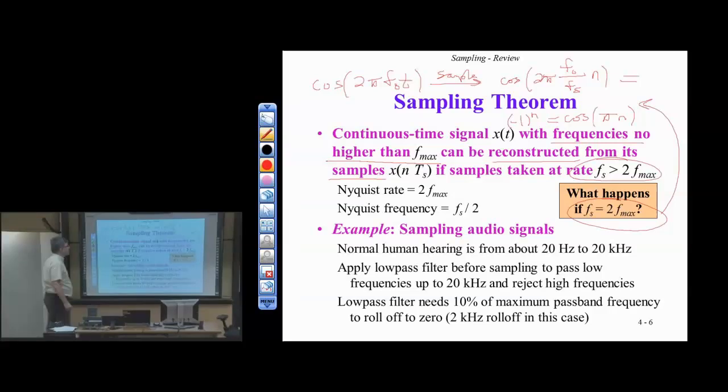All right, now, what about the sine? What happens for sine? I get all zeros. All right, so I do this for the sine. I sample. I get sine of pi n for this case, if fs equals 2 f max, or 2 f naught.